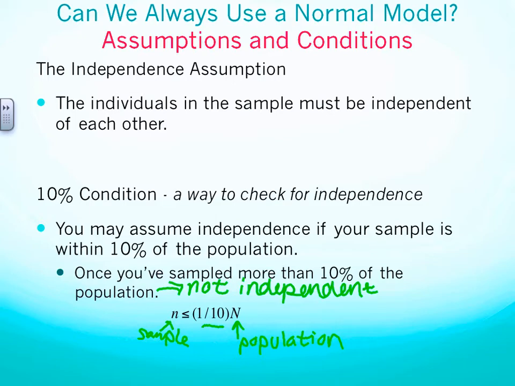So often you might just know that you have a simple random sample of 200 women aged 18 to 30, and you are trying to find the proportion of the population. Well, I think it's safe to assume that 200 women aged from 18 to 30 is definitely within 10% of the entire population of women from 18 to 30.